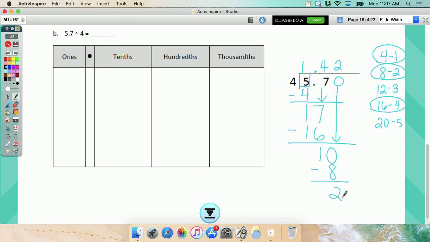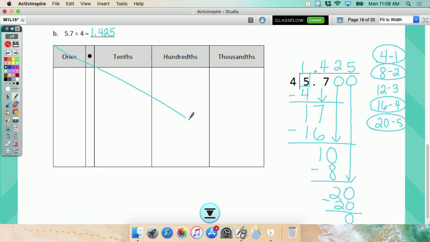Okay, so Lolly, what do I need to do now? Do I need to add another 0? Okay. And do we have a match for 20? Yes. Okay, where do I write the 5? Above the 0. Good. So this answer is 1 and what? 1 and? 425,000. Okay, let's go ahead and turn it over.